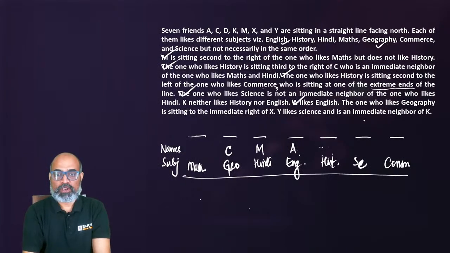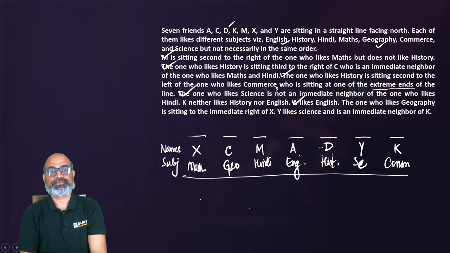Now the one who likes geography is sitting to the immediate right of X. So the first guy is going to be X, so that his right is geography. Y likes science and is an immediate neighbor of K. So one of these two is going to be K. But it says K likes neither history nor English. So K can't take history, so the only subject K can take now is commerce, and we are left with only one person, which is going to be D. D is so far left, so D goes to history.